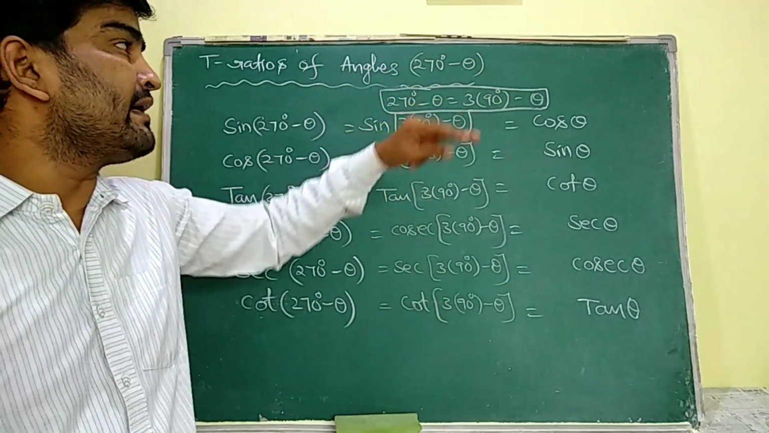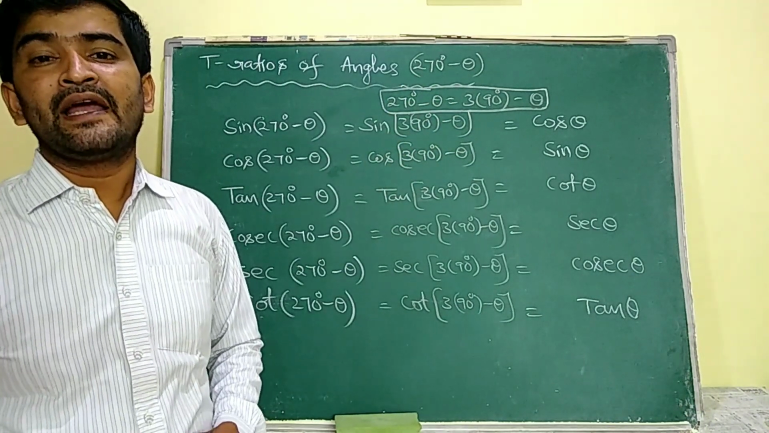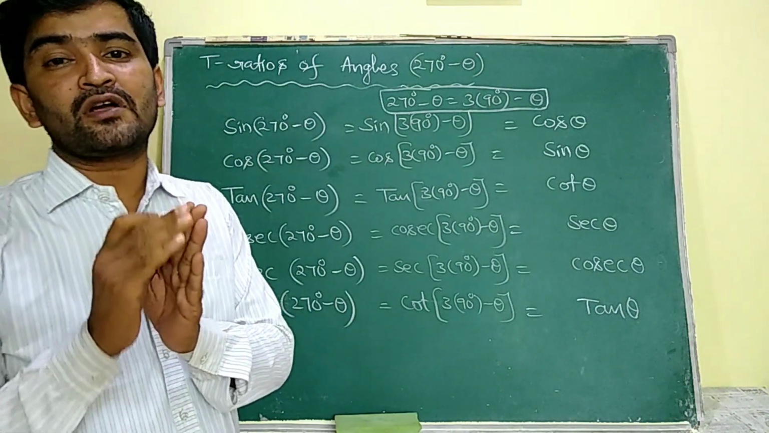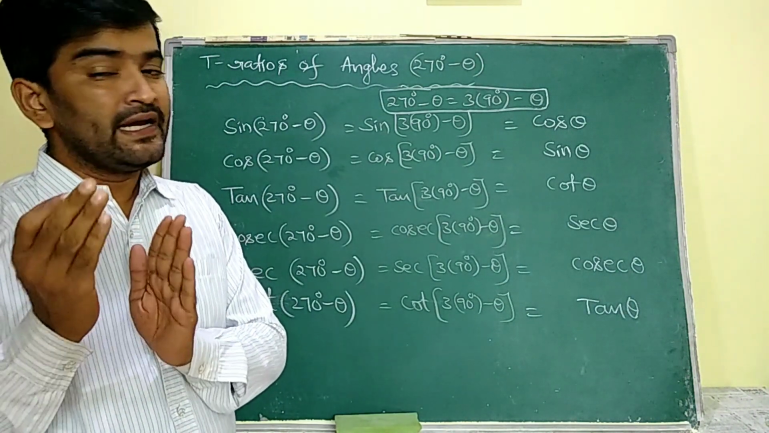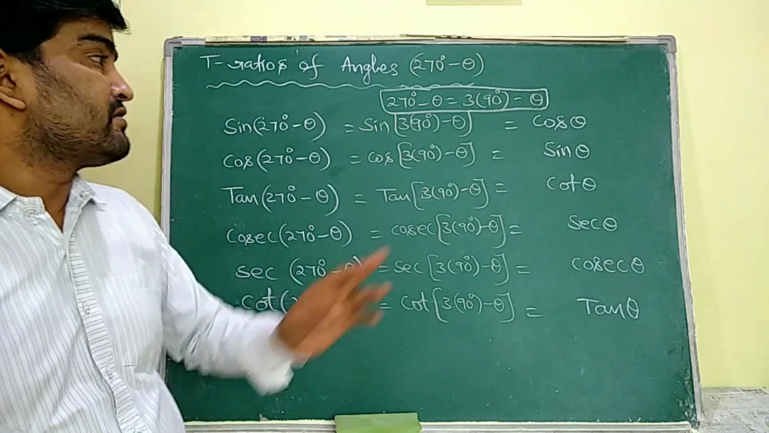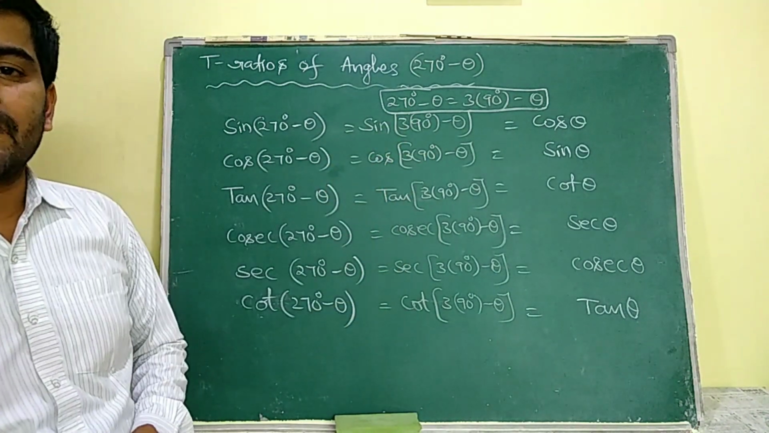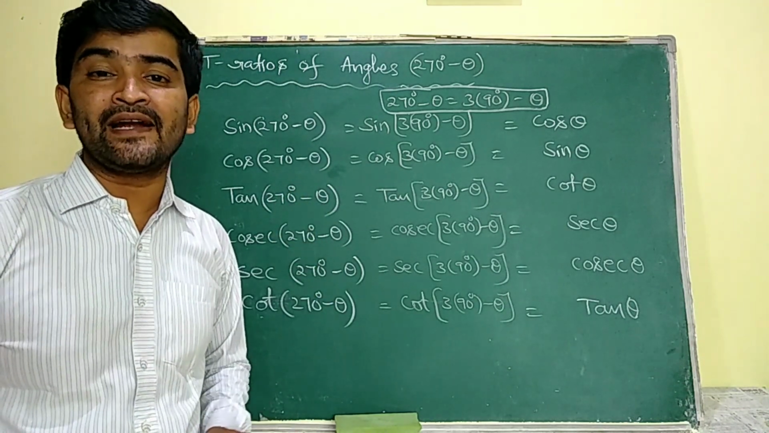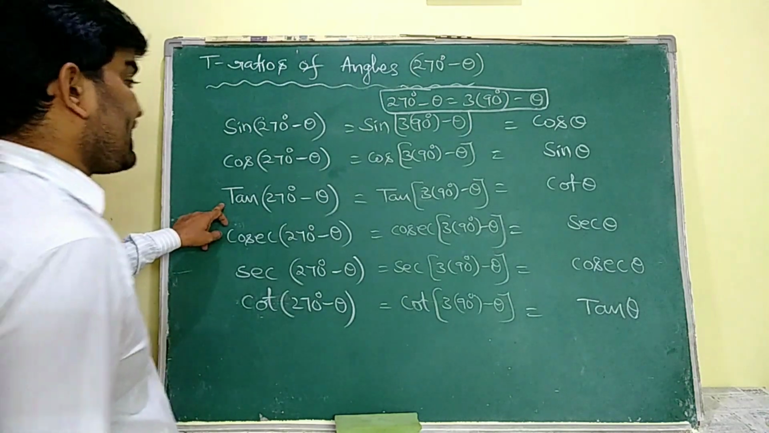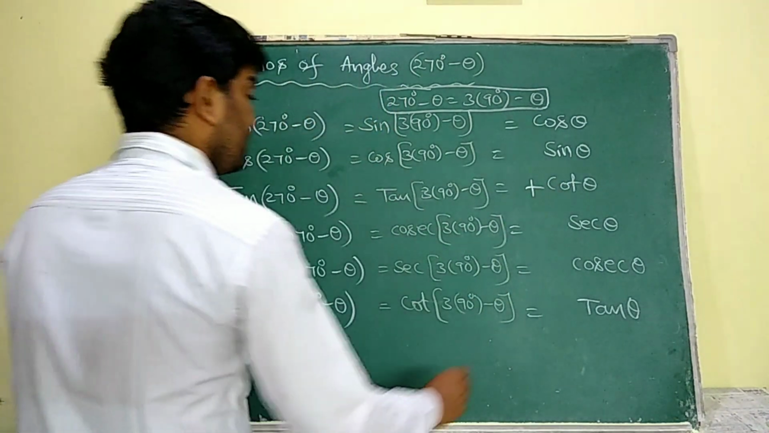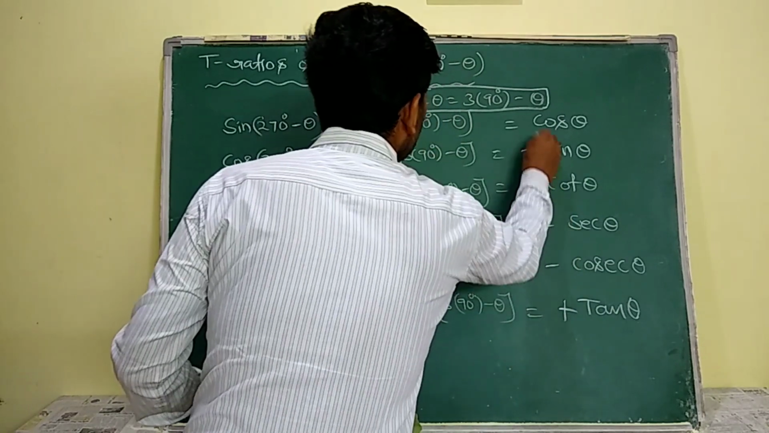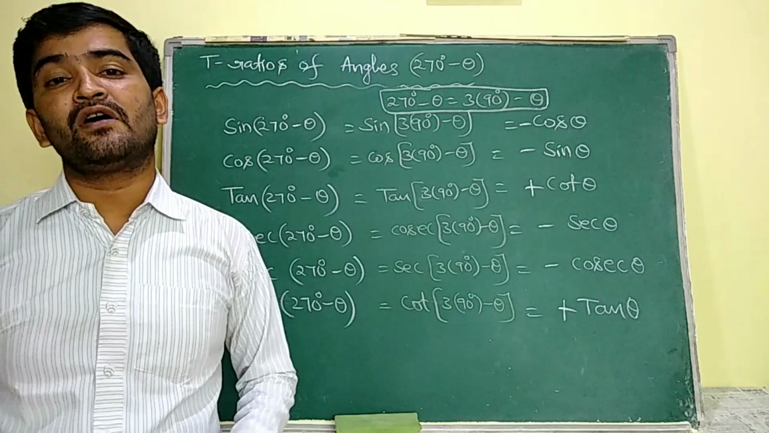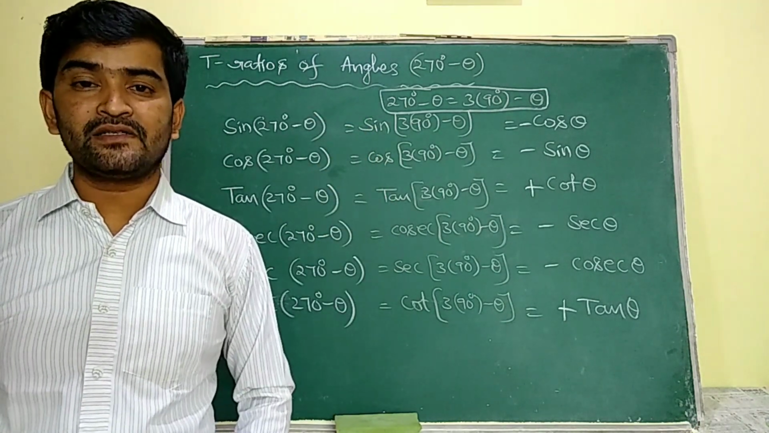See, this 3 into 90 minus theta means it belongs to, see, 3 into 90 minus theta. That means it has not completed the third quadrant. It is still in the third quadrant. So that is why 3 into 90 minus theta belongs to the third quadrant. In the third quadrant we know that tan and cot are positive. So this tan and cot are positive, rest of all are negative. Okay, in this way we are going to find the trigonometric ratios of the angles 270 minus theta.